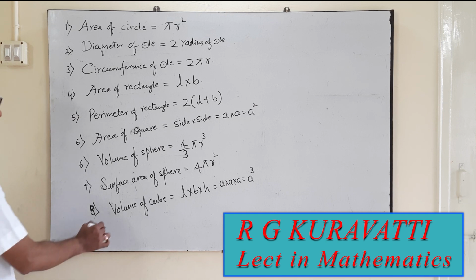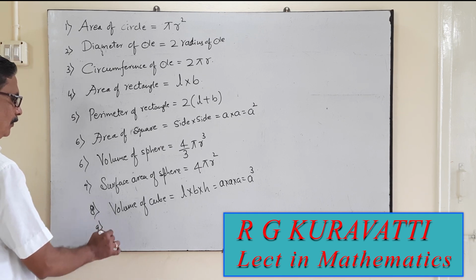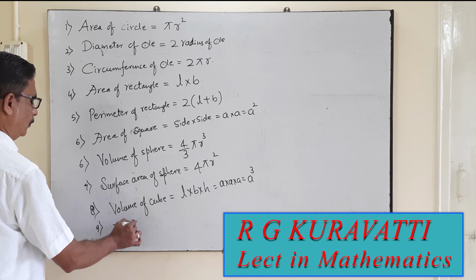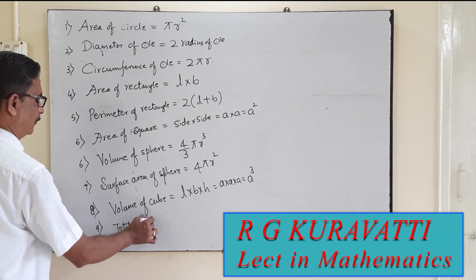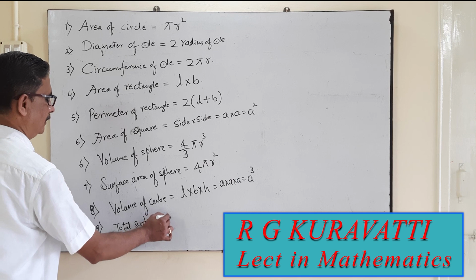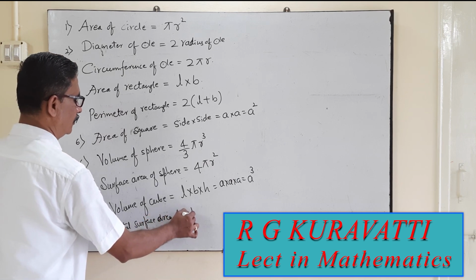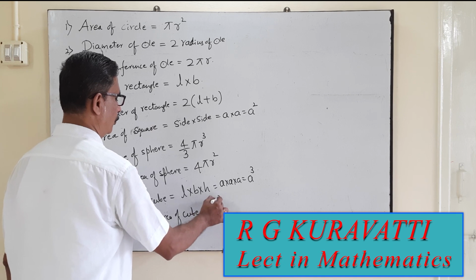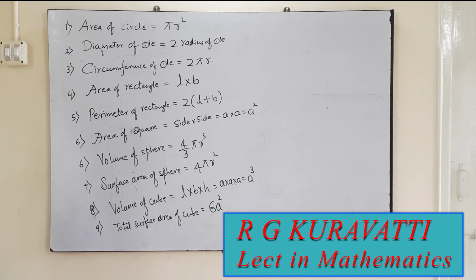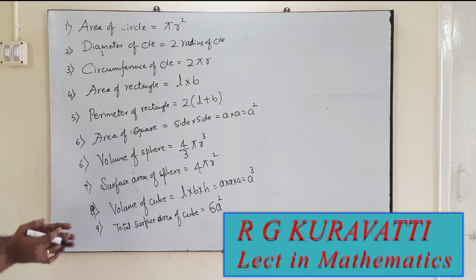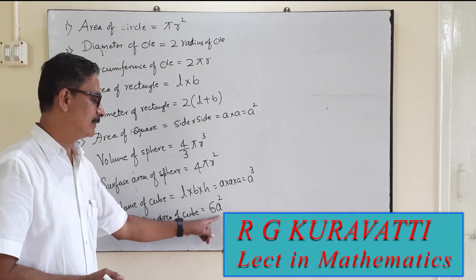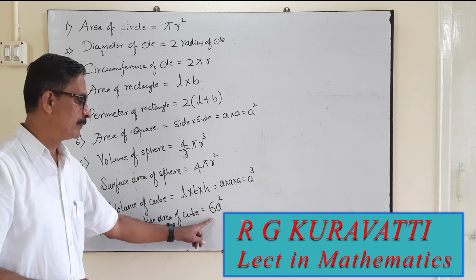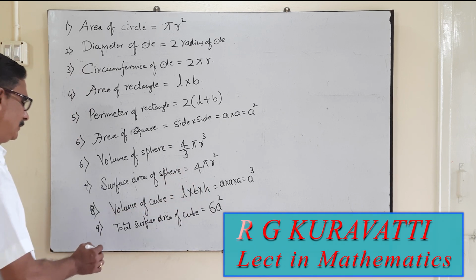Okay. Then what is the formula for total surface area of cube? Do you remember? Total surface area of cube is 6 times A square, because there are 6 faces in cube, all sides are equal, that is A square. Area of square is A square. How many faces? 6 faces. 6 times A square. Okay.